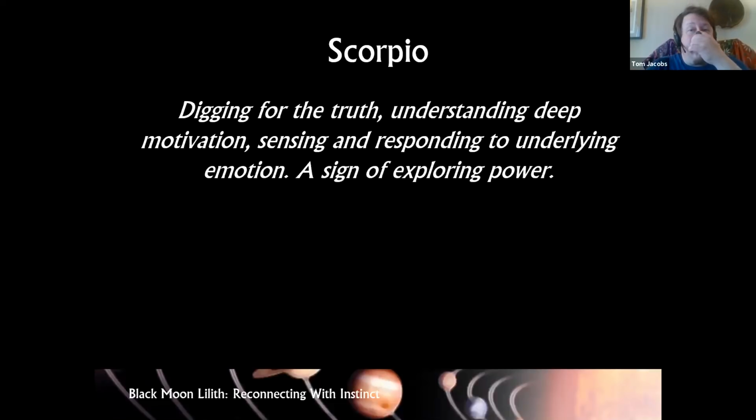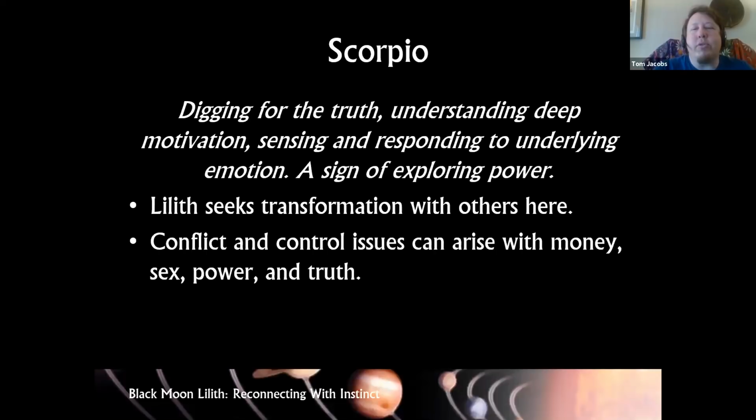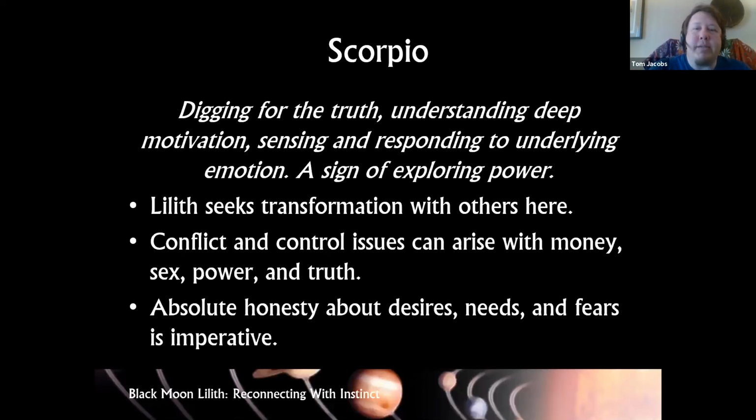Scorpio: digging for the truth, understanding deep motivations in self and other, sensing and responding to underlying emotion and energetic issues. A sign of exploring power. Lilith here seeks transformation with others, seeks wrestling it out and confronting, whether physically, sexually, or emotionally, like butting heads sometimes. Conflict and control issues can arise with money, sex, power, and also honesty and truth and transparency. Absolute honesty about desires, needs, and fears is imperative here.